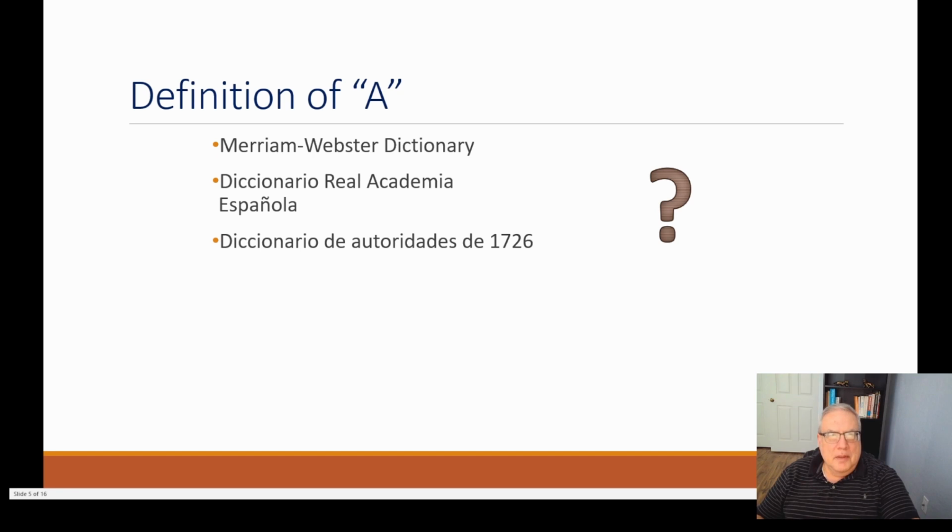Now, at that time, the Royal Academy had also published online the first dictionary, which is called the Diccionario de Autoridades, Dictionary of Authorities, of 1726. So I was curious and I thought, well, let me see how they define this. And it says, first letter of the alphabet, not just in our own language, but in all others that are known. In Hebrew, in Phoenician, in Greek.